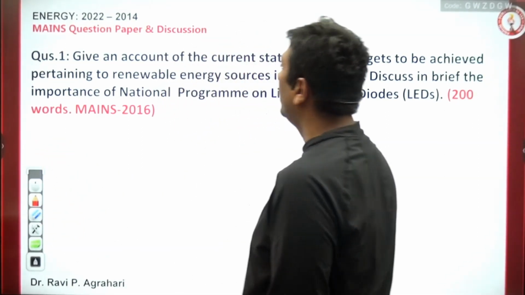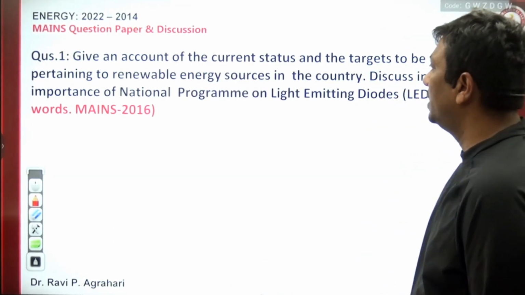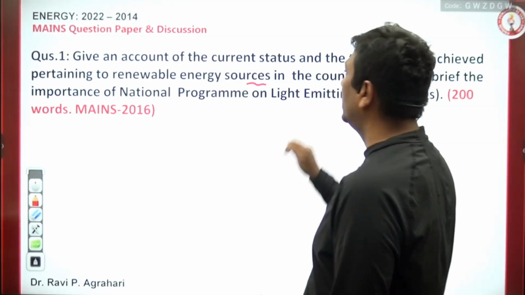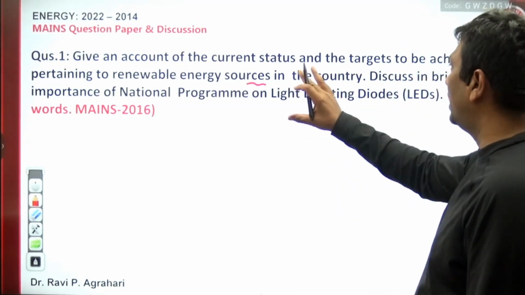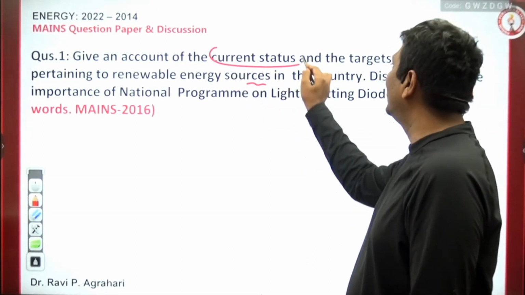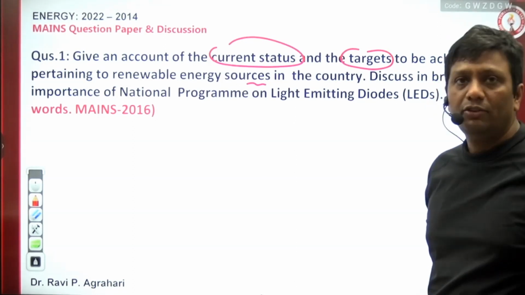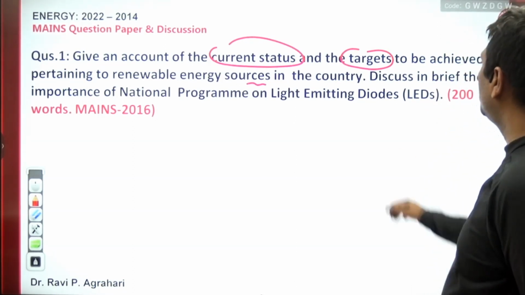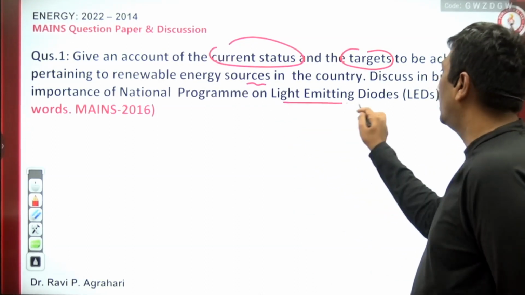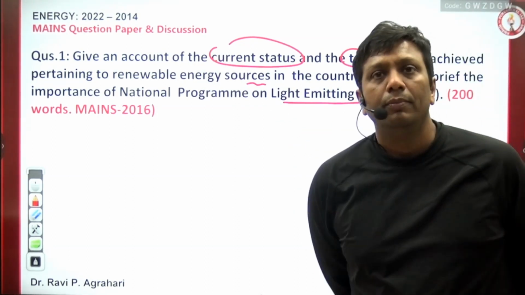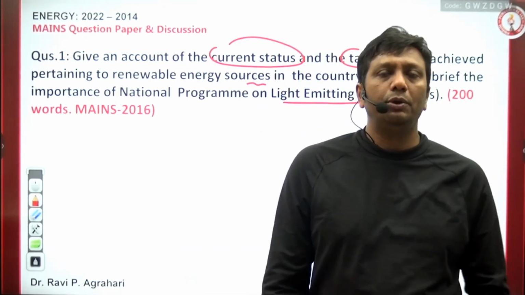So now, question number 1: give an account of the current status and targets to be achieved pertaining to the renewable energy sources in the country. So this question has two parts. The one part is current status and the targets to be achieved pertaining to renewable energy sources. And the second portion in your question paper is to discuss in brief the importance of the national program of light emitting diodes.